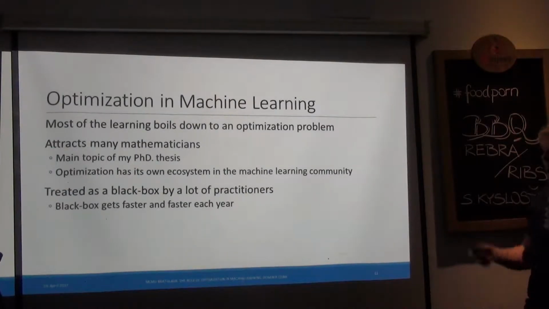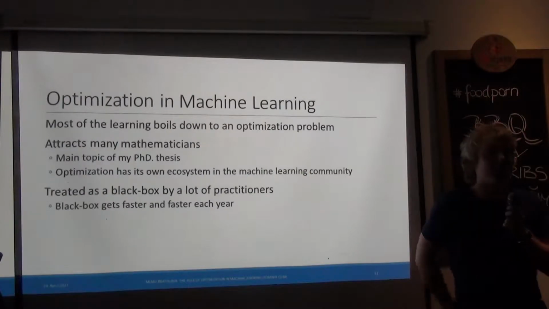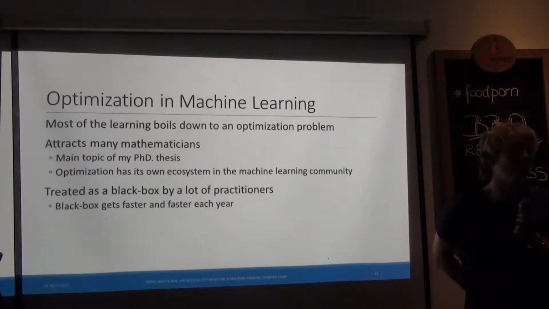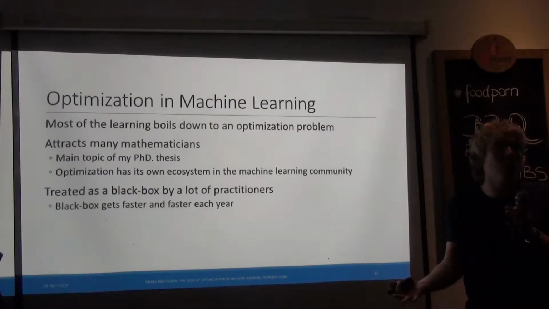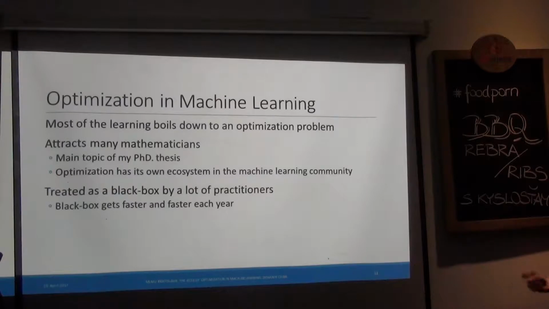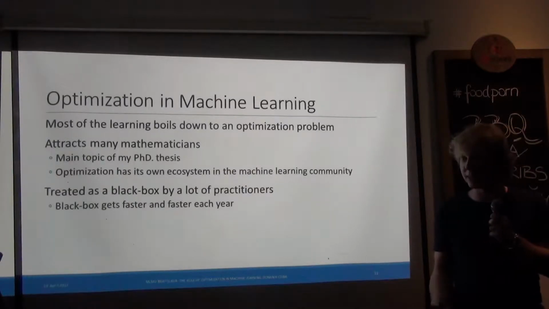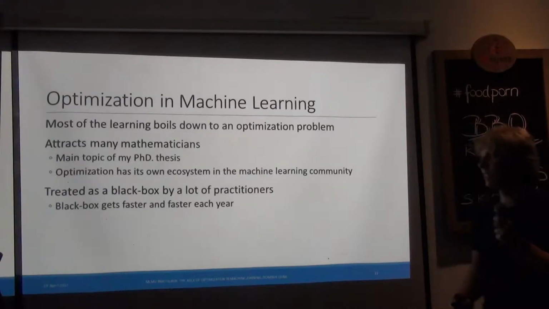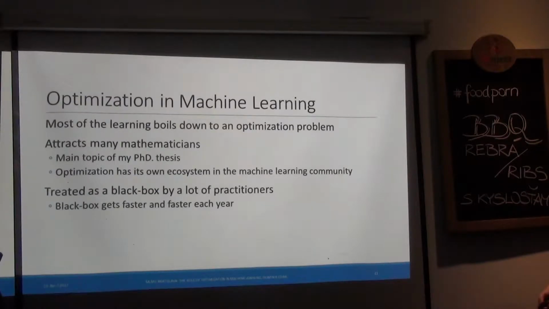So other than that, the black box gets faster and faster each year, that's probably the only thing that the practitioners notice, that, oh, it got faster. They do not know how, right? It just got faster. Okay, good. 10 times faster, good. Something happened, it's 10 times faster. It does the same, but 10 times faster. Good, right? Okay, so we save some money.